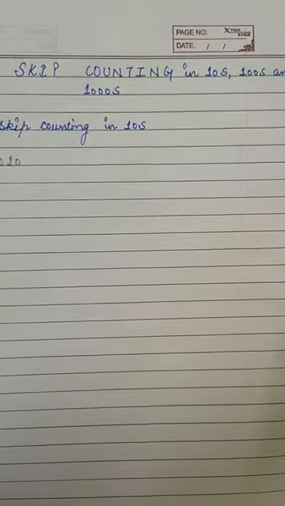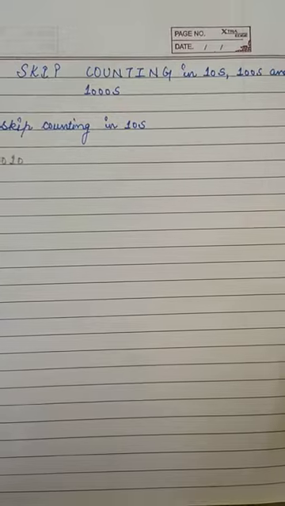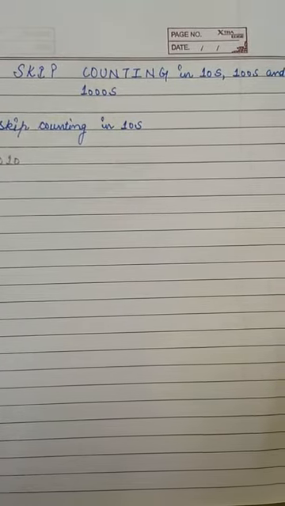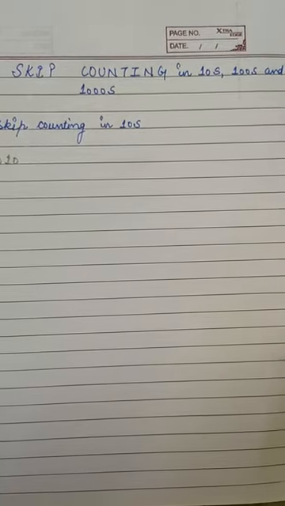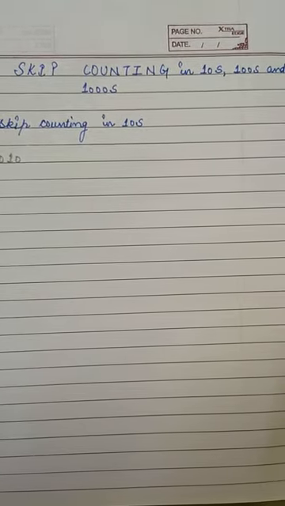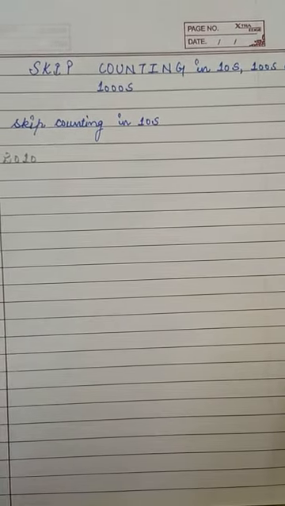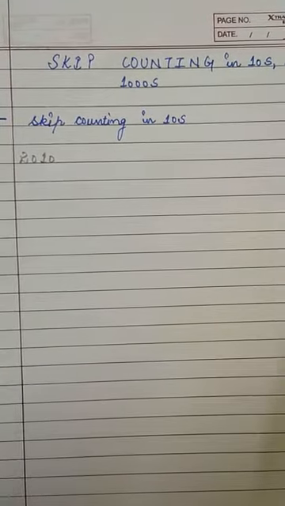Students, hope you all are doing well as we are doing chapter 2 of mathematics, which is more about numbers. Today our topic is skip counting in tens, hundreds and thousands. You have done this in your previous class, but today we are going to learn this for 4-digit numbers, right? So let's start. First is skip counting in tens.